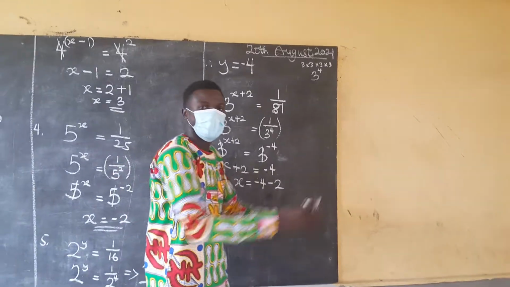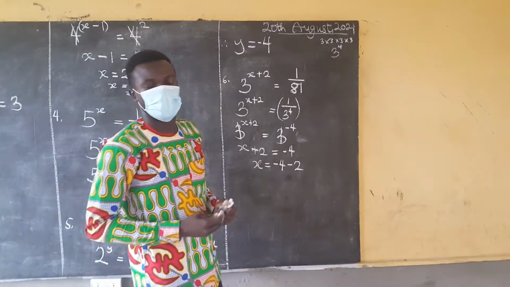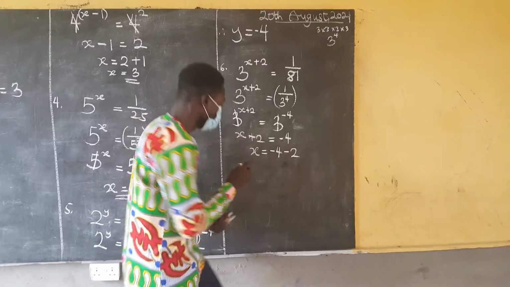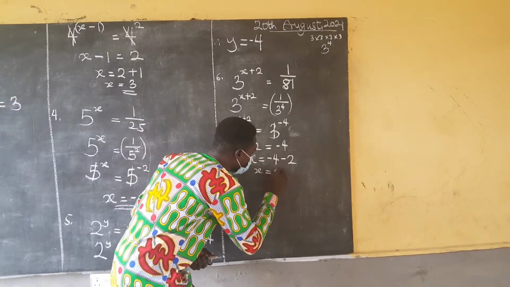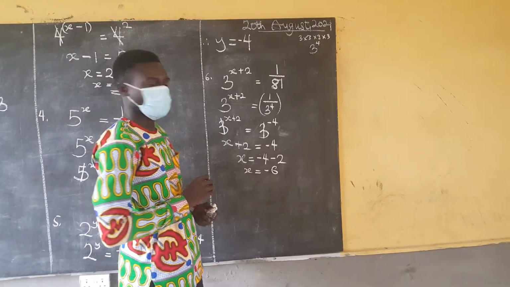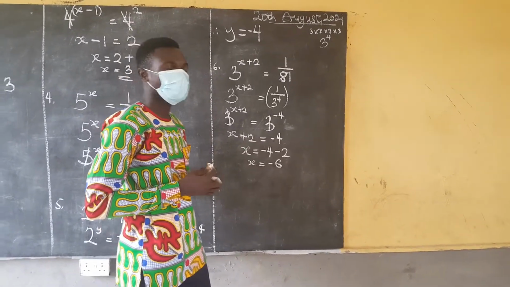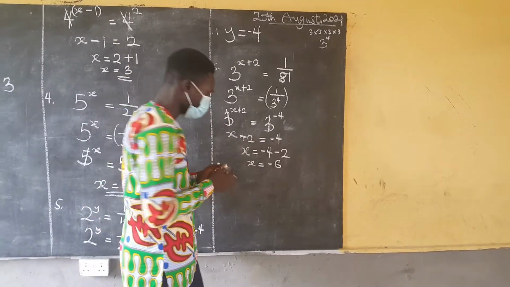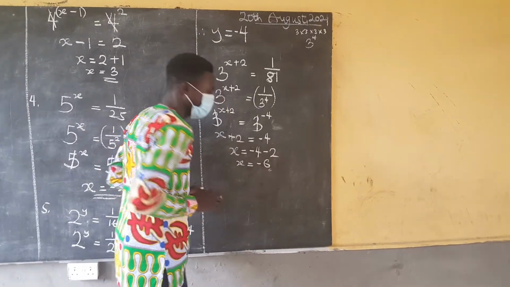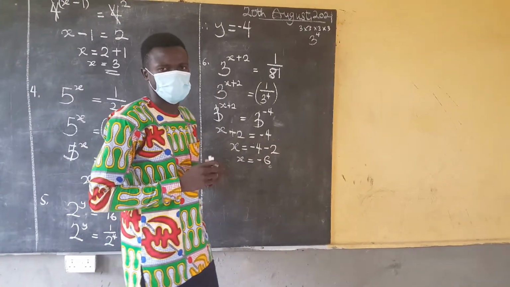I owe 2, I owe another 2. In all, I'm owing 6. So I'll say x is equal to negative 6. And this becomes the answer, or the value for this one. So the value of x is negative 6.